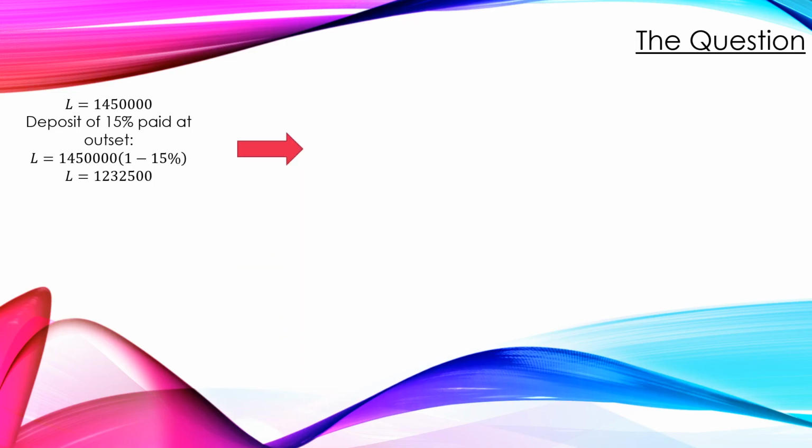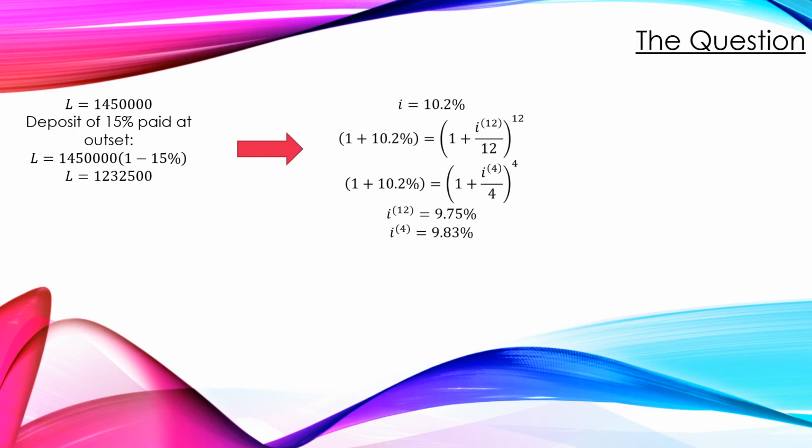It's just quicker to do it that way. Now we do our conversions, because when we saw that the annuities were paid at different periods, like monthly and quarterly, we know that we have to do some form of conversion. So we're given I is equal to 10.2%. I use the formulas, the relationship between them. You guys have this in your slides as well.